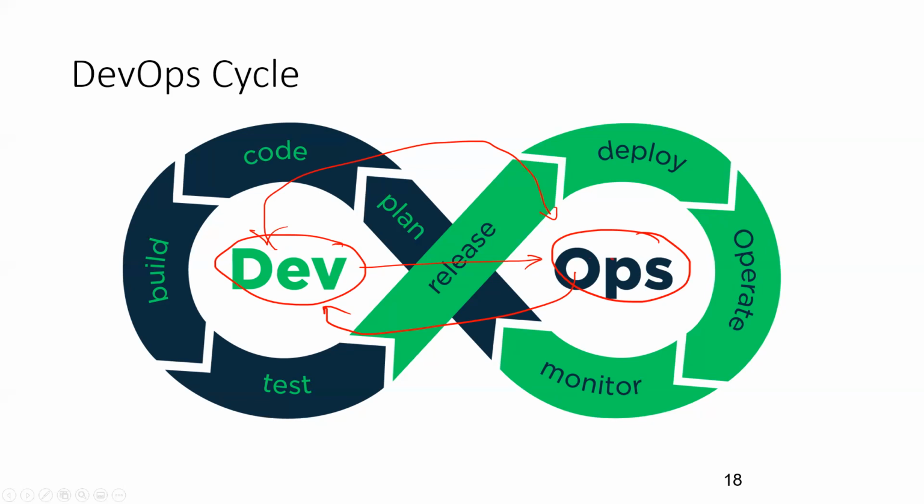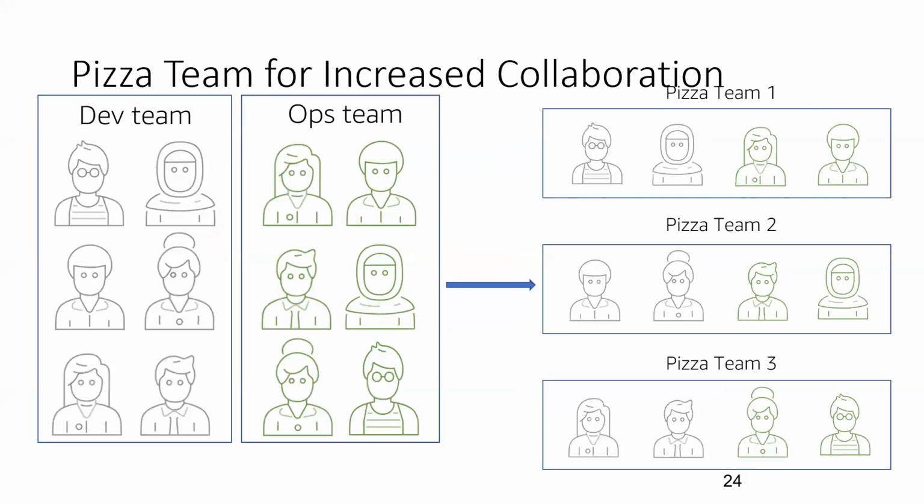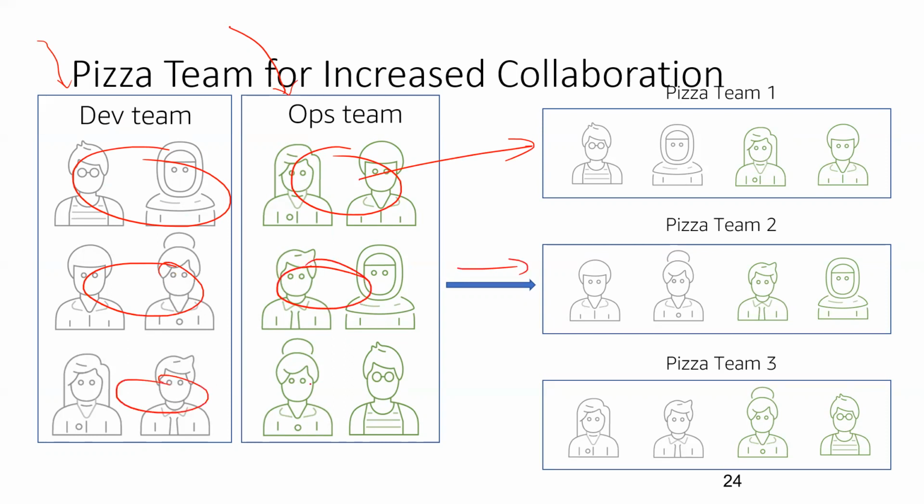So the world is moving into a way where this is called pizza teams, where rather than having a full-fledged development team and a full-fledged operations team, you pick up 2 people from development, 2 people from operations, and make one team. 2 people make a team, 2 people make a team. So you have 3 different teams. 3 different teams do 3 different modules. Module 1, module 2, module 3.